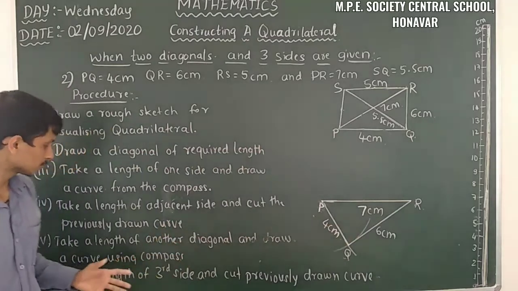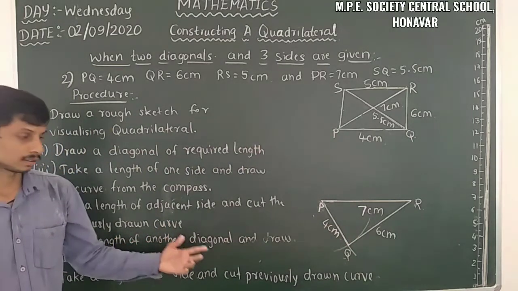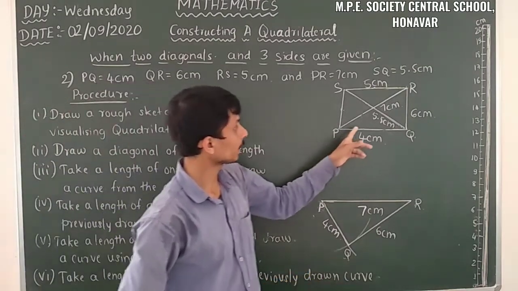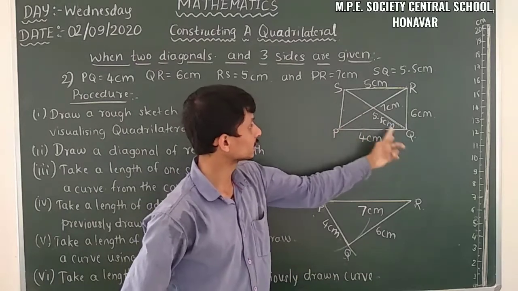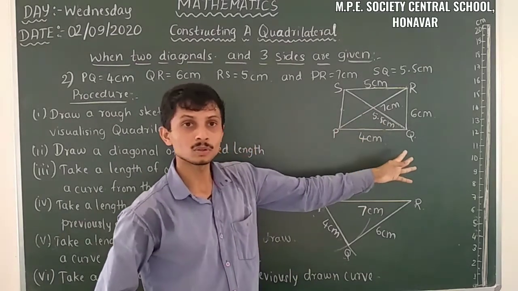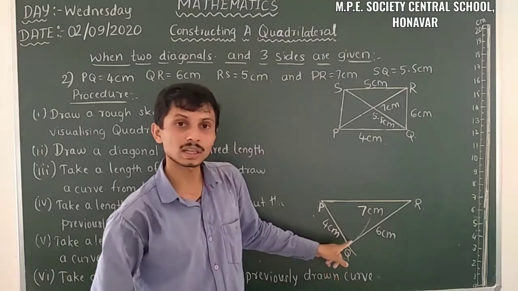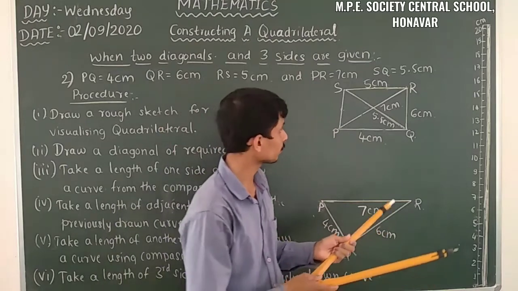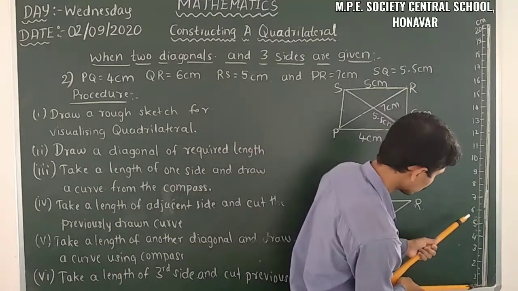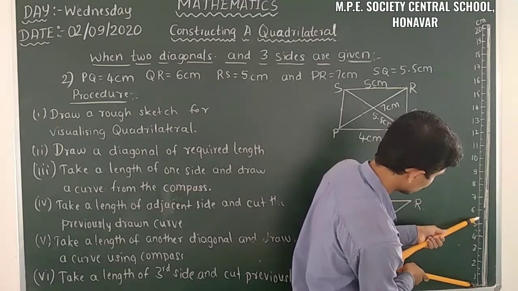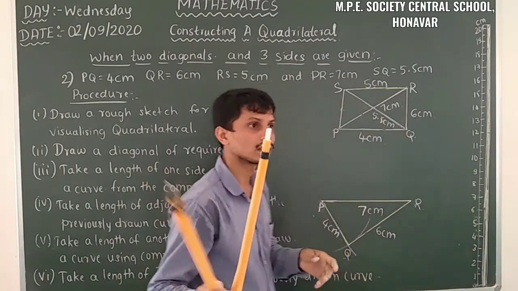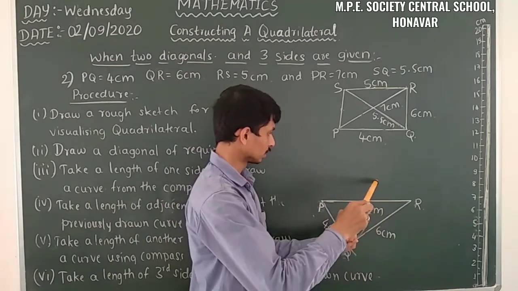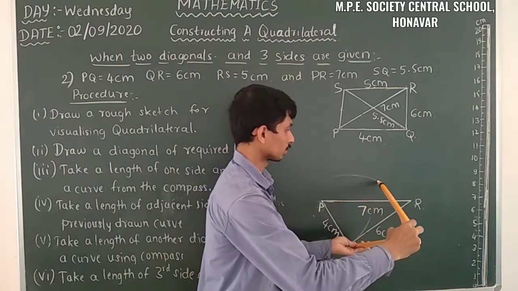And then what's the next procedure? Take the length of the other diagonal and draw a curve using a compass. What's the length of the other diagonal? That is SQ, which is 5.5 centimeters. So we have to take a length of 5.5 centimeters from Q to S. Take 5.5 centimeters here. After that, locate the required point and draw a curve.